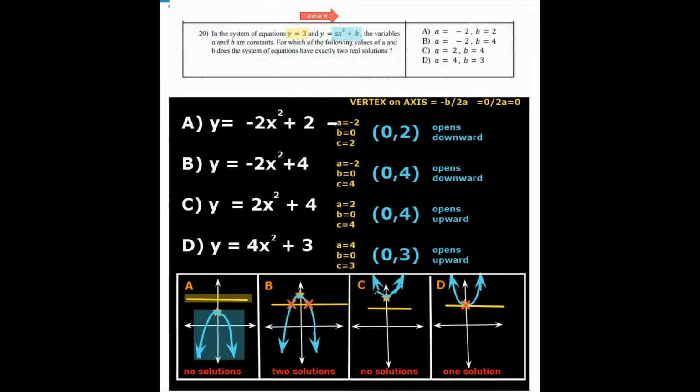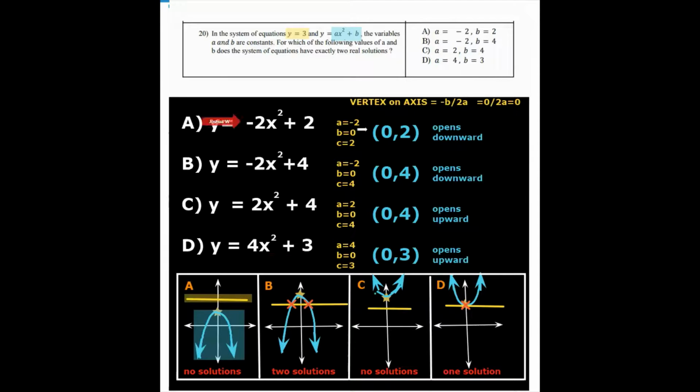So for the first equation, a is negative 2, b is 0, and c is 2. For the second equation, a is negative 2, b is 0, and c is 4. That's the y-intercept, the c value. Here, a is 2, b is 0, and the y-intercept is 4. Here, it's 4x squared, so a is 4, b is 0, and the y-intercept is 3.